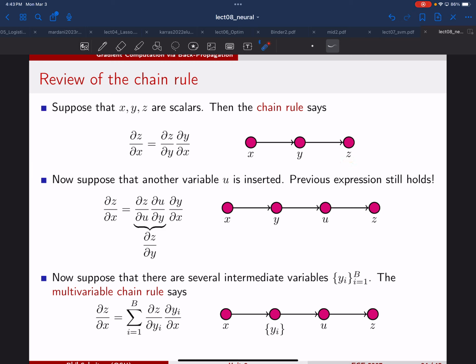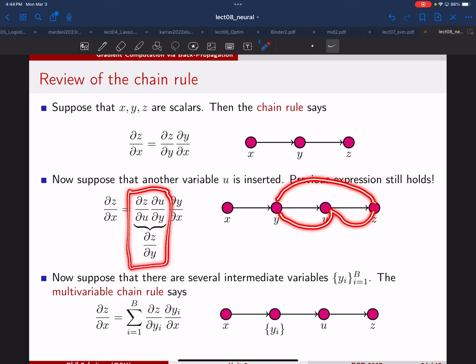And so if I want to do something like dz dx, I can compute that from this product of dz dy times dy dx. Right? This is just calculus that you learned back in high school. Now, let's say that I have exactly the same graph, but I just happen to insert one additional node here. So one way I could do dz dx would be the same idea, dz du times du dy times dy dx. But actually, if you look at this computation here, dz du du dy is the same as dz dy. Right?